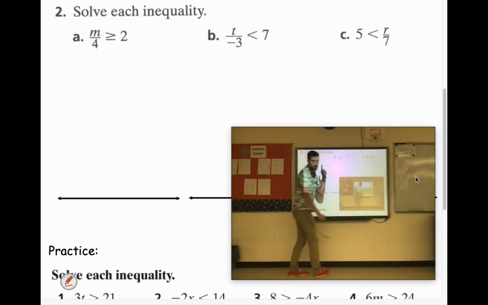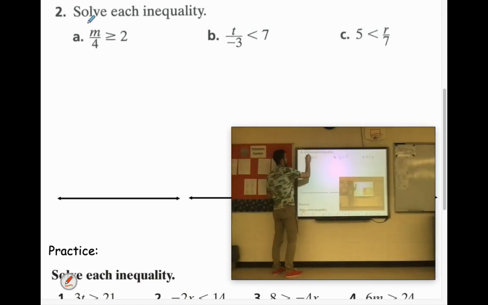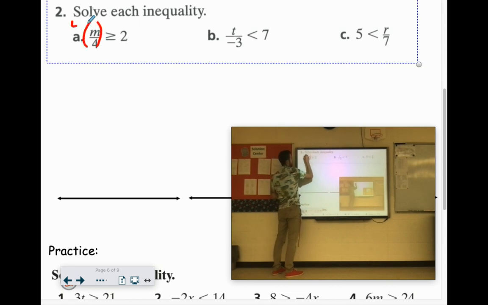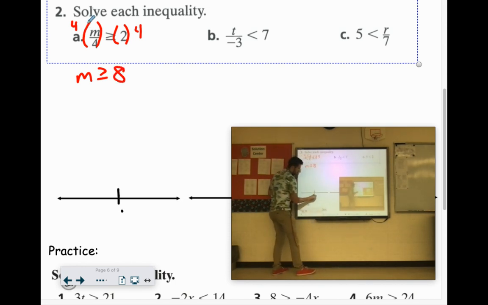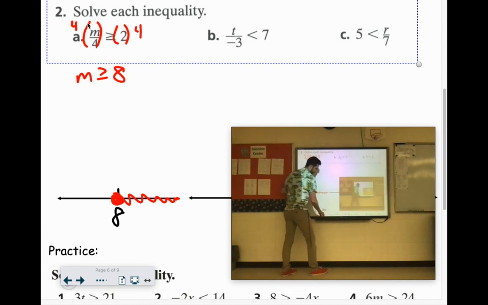So have at it. Here, times 4. 2 times 4 is 8. m is greater than or equal to 8. That would be a solid dot. Shade to the right.